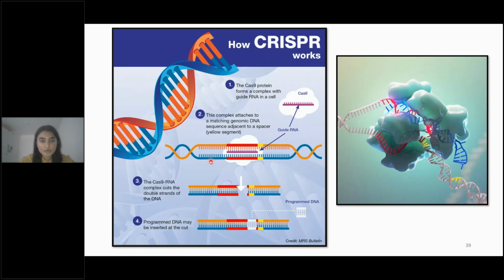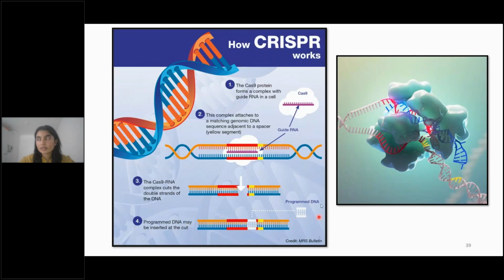So the Cas9 protein forms a complex with the guide RNA, right? The Cas9 endonuclease forms a complex with the guide RNA. The complex attaches to a matching genome. If the guide RNA is complementary to the DNA, then the Cas9 will chop it off, and then this programmed DNA may be inserted by the cut.